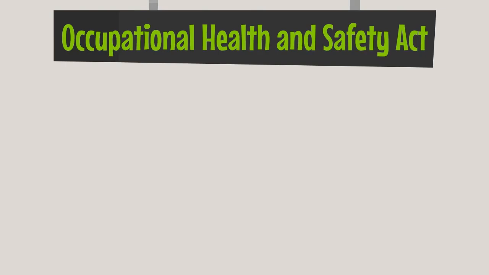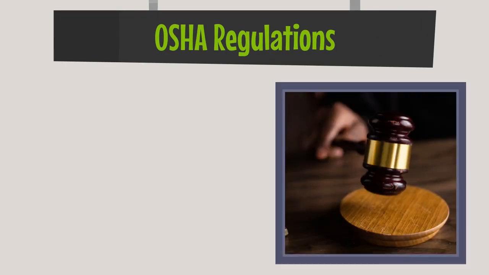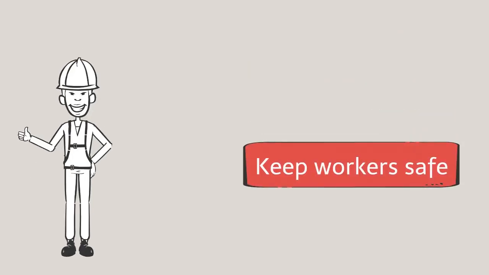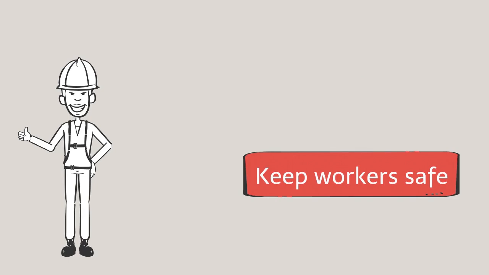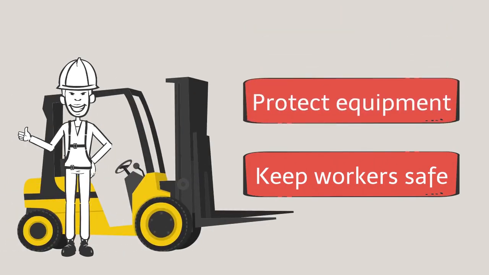Occupational Health and Safety Act, or OSHA, regulations are not simply about penalizing organizations who do not protect their employees. These guidelines help keep workers safe from potential hazards. They also aid in the protection of equipment.